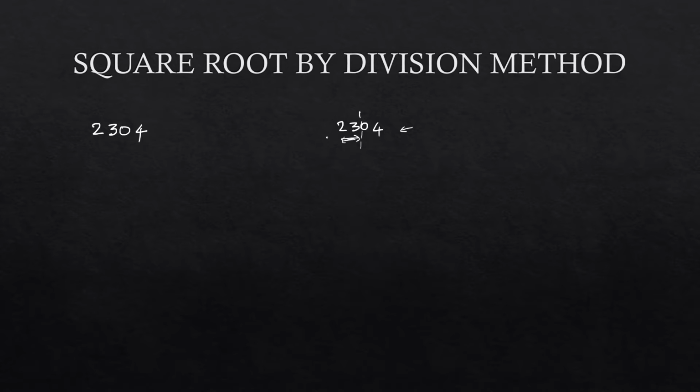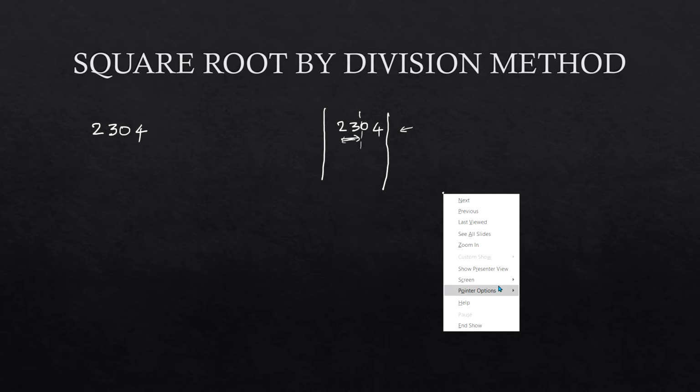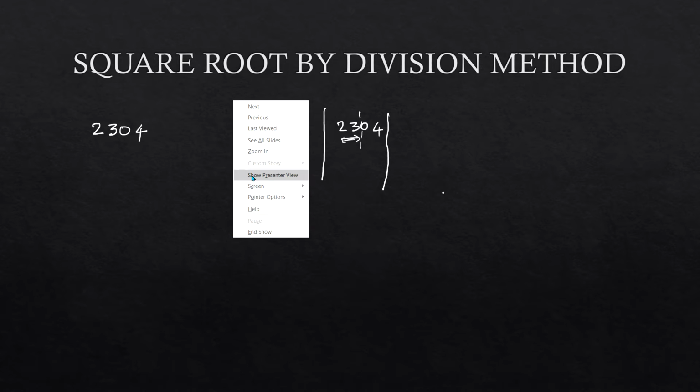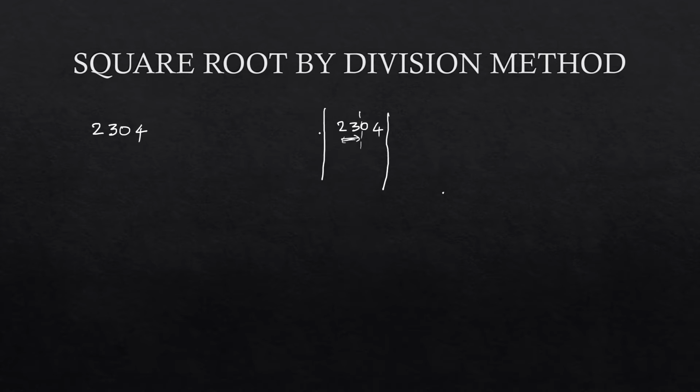For that you have to find the nearest square. What is 1 square? 1. 2 square? 4. 3 square? 9. 4 square? 16. Okay, 5 square is 25, which is exceeding, so that's why I am not taking 5. Let me take 4. 4 4s are 16, and the remainder is 704.